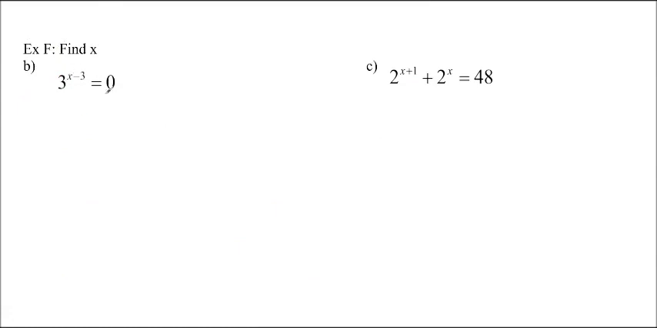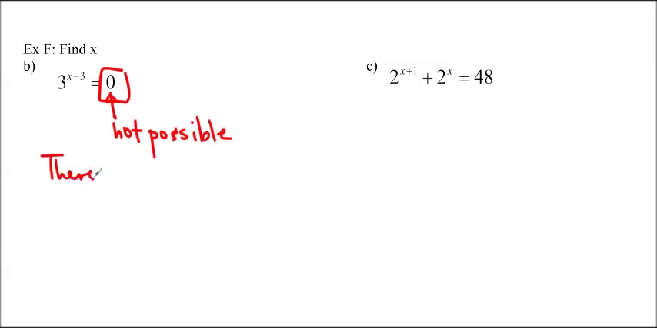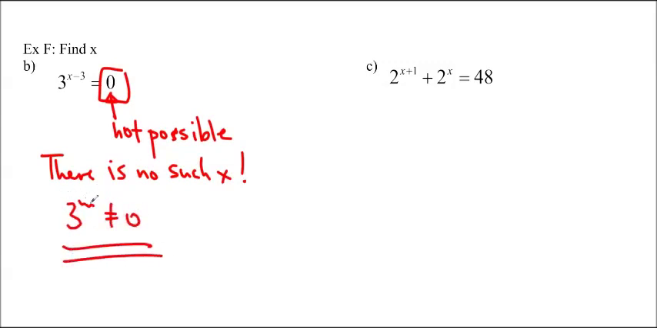So for this one, again, we don't have the same base, but we want to make it into the same base. We know that we can never get 3 to the something equals 0, right? So that means that this is not possible. So there is no such x is what we would write. There is no such x. 3 to the something will never be equal to 0. So if you can't have the same base, then it's not possible, and you can just write that in as such.